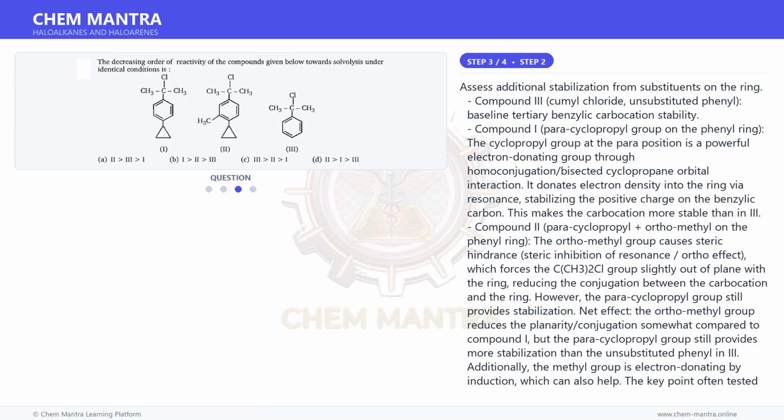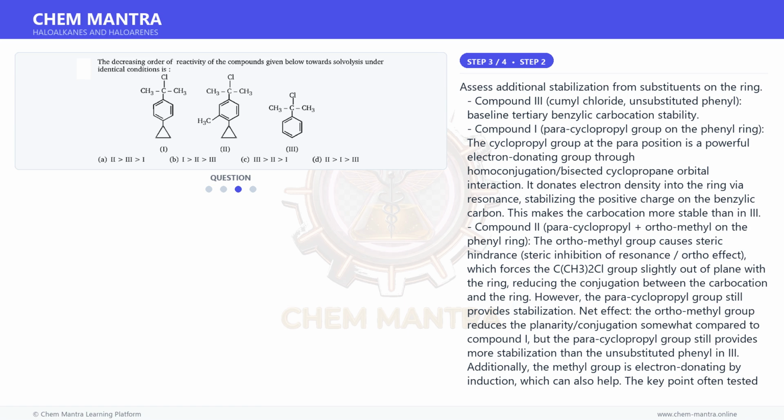The cyclopropyl group at the para position is a powerful electron-donating group through homoconjugation, bisected cyclopropane orbital interaction. It donates electron density into the ring via resonance, stabilizing the positive charge on the benzylic carbon. This makes the carbocation more stable than in 3.